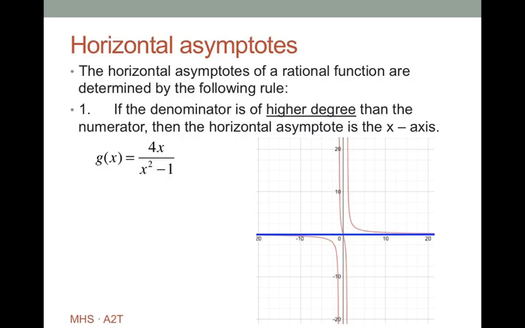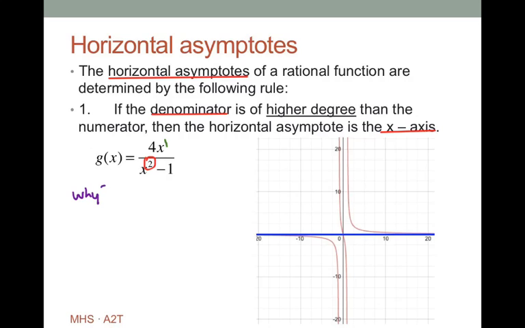So let's talk about horizontal asymptotes. Horizontal asymptotes of a rational function are determined by the following rule. If the denominator is of a higher degree than the numerator, then the horizontal asymptote is the x-axis. Notice that we have an x squared function here, and then we just have an x to the first function up there. So the denominator has a higher degree than the numerator. So in this case, the horizontal asymptote will be on the x-axis.